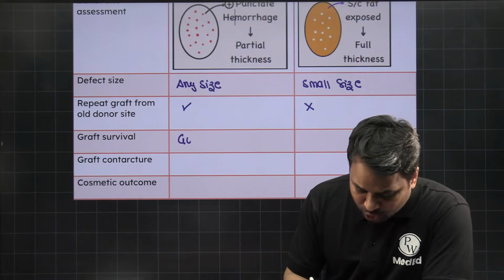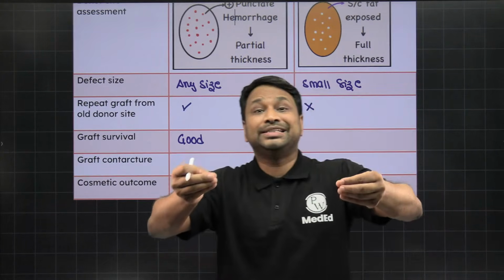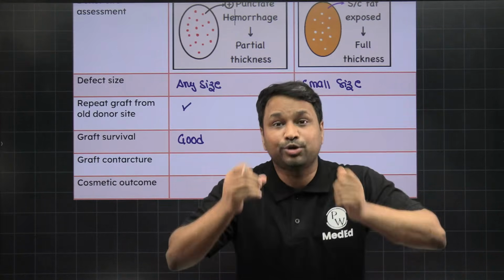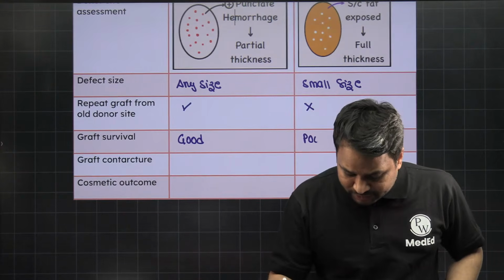Graft survival is good in partial thickness because it requires less nutrition. The more tissue in the graft, the more the oxygen demand and the nutrition demand, and if the supply is not there, it is going to die off. So the graft survival is going to be poor.